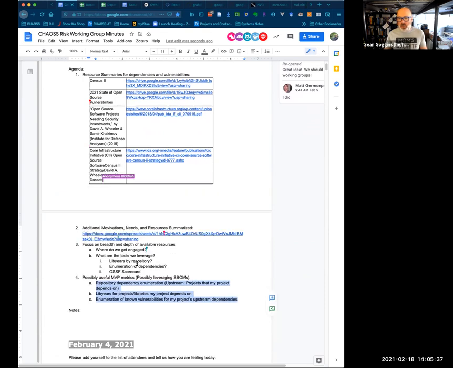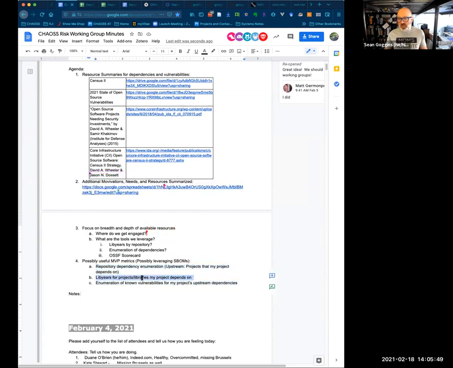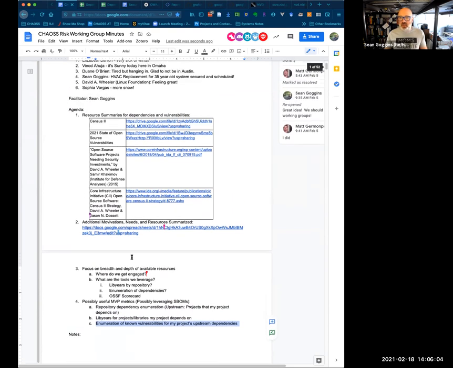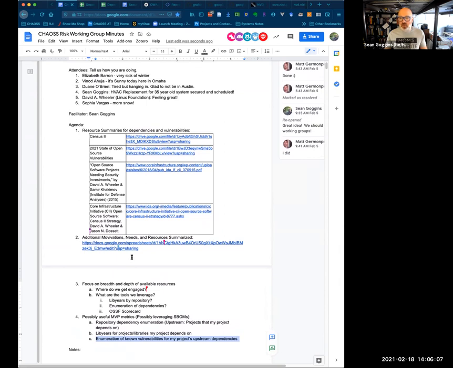Some of the possible minimum viable product metrics that I think emerged were things like enumerating the upstream dependencies for a particular project, and then maybe using libyears as a way of expressing risk associated with those dependencies, and possibly enumerating known vulnerabilities within upstream dependencies. With that introduction of the summary, I'll throw it open to comments, thoughts, direction from y'all. And also, of course, identification of what I may have missed. I realize this is a lot to take in.